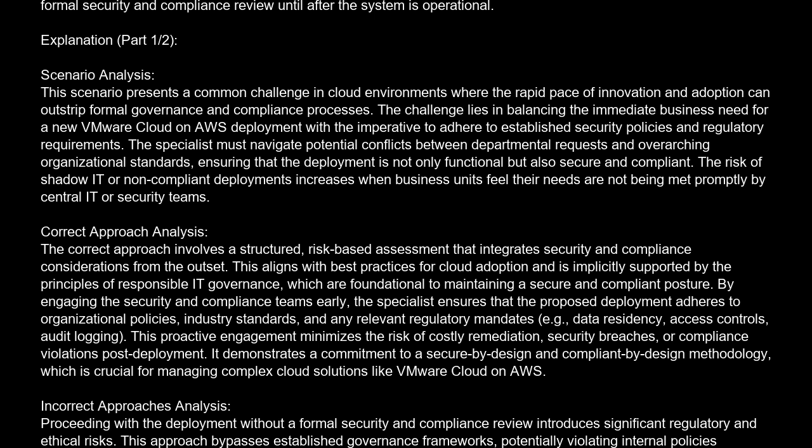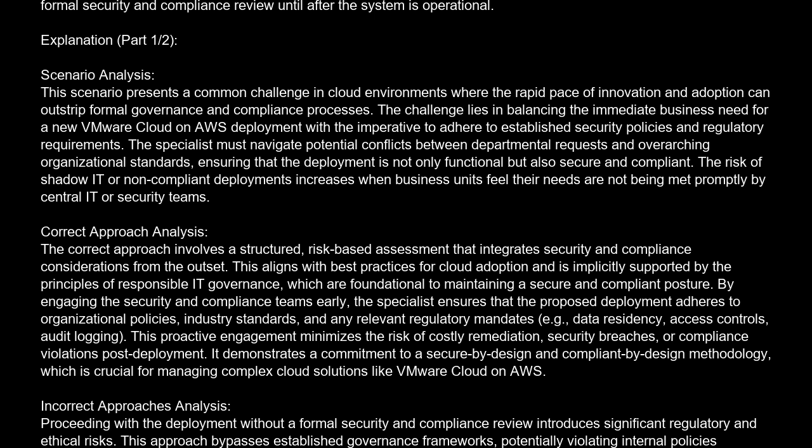Correct approach analysis. The correct approach involves a structured, risk-based assessment that integrates security and compliance considerations from the outset. This aligns with best practices for cloud adoption and is implicitly supported by the principles of responsible IT governance, which are foundational to maintaining a secure and compliant posture.